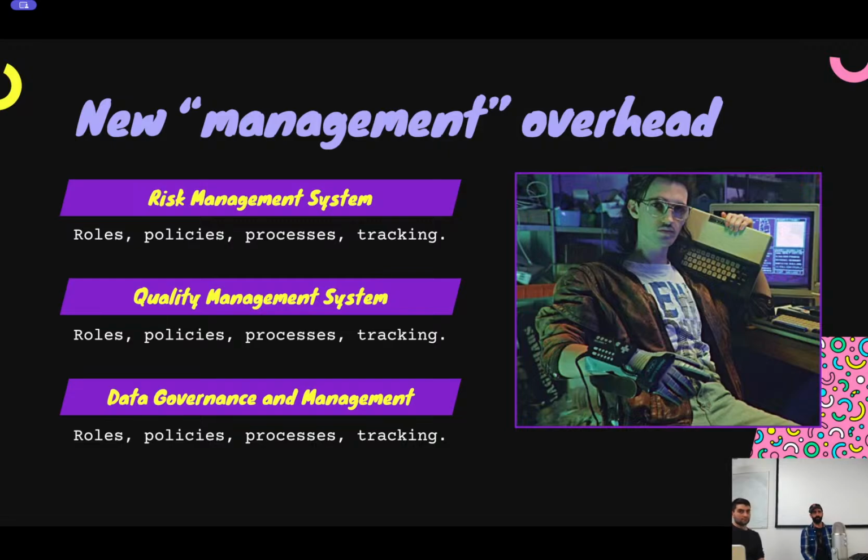Quality management system for your training data, for your models, again, roles, policies, processes, tracking of projects as they flow through the life cycle. Data governance and management. I probably couldn't have told you a couple months ago, before I started looking at this stuff very carefully, what data governance really was. But it's about creating policies around your data, what you can use, what you can't use, the quality levels, the metrics that you need to see in it. So again, creating data governance roles at your company, data governance policies, processes. So there's a lot of work here.